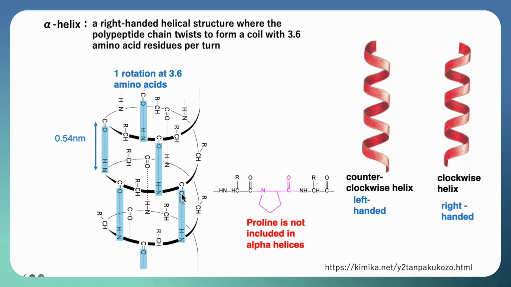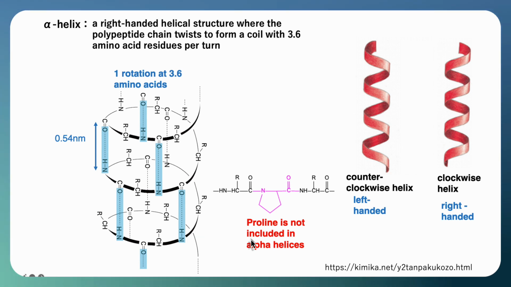As a result, a right-handed helical structure appears, making one turn every 3.6 amino acid residues. Regarding right-handed and left-handed, this figure shows a right-handed helix, and this figure shows a left-handed helix. Imagine a nail screw-like object. If you rotate it clockwise, it moves forward. That is right-handed. Therefore, this is a right-handed helix.